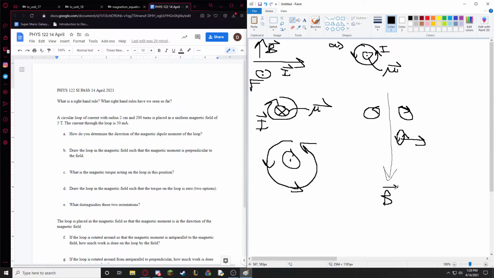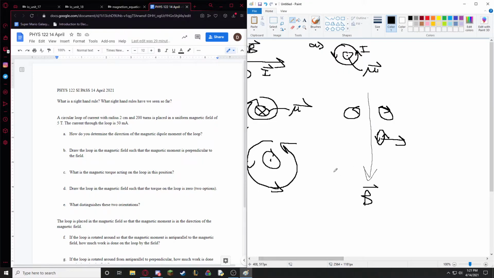And so what would be the magnetic torque acting on the loop in this position? How would we calculate the magnetic torque? Well, since they're perpendicular, can't you just do mu times B? Mu times B? Yep. What's the actual equation for torque with the vectors? It'd be mu cross B. Yep.